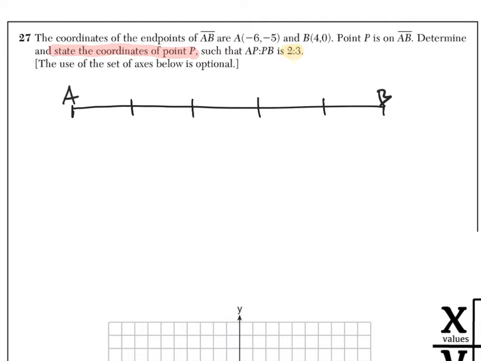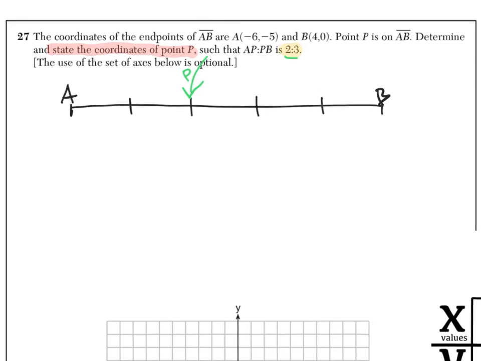Great. And our objective is to find point P. And where is point P? It says that it's located where it breaks this segment into a 2 to 3 ratio. And that means where it splits it up into 2 parts and 3 parts. So this is where point P is going to be, and we've got to figure out what the coordinates are for that location. All right, so how are we going to go about doing this?